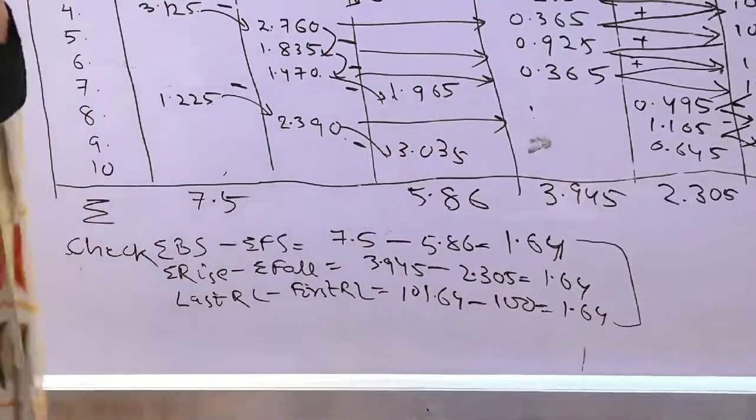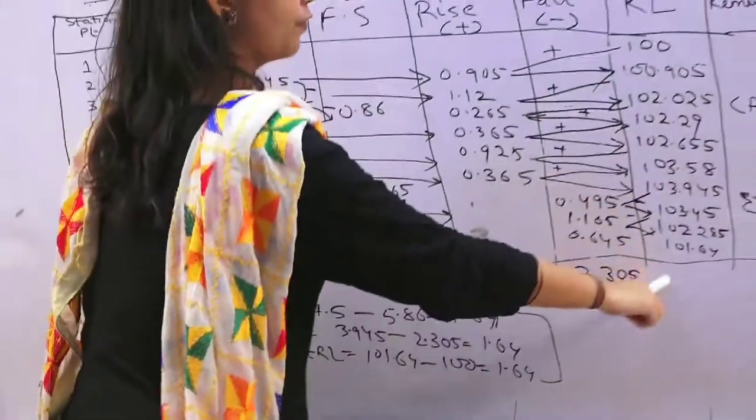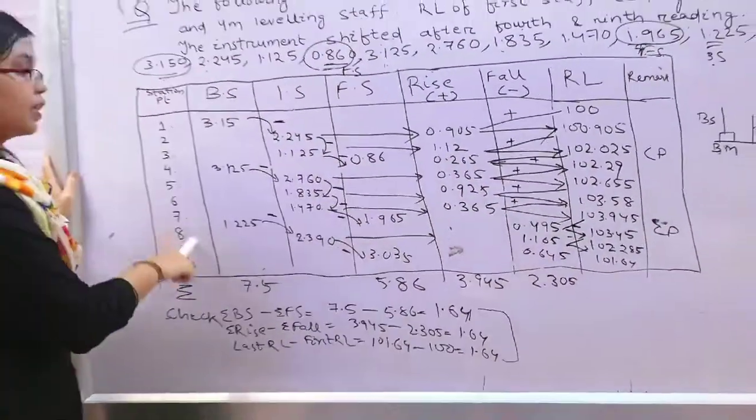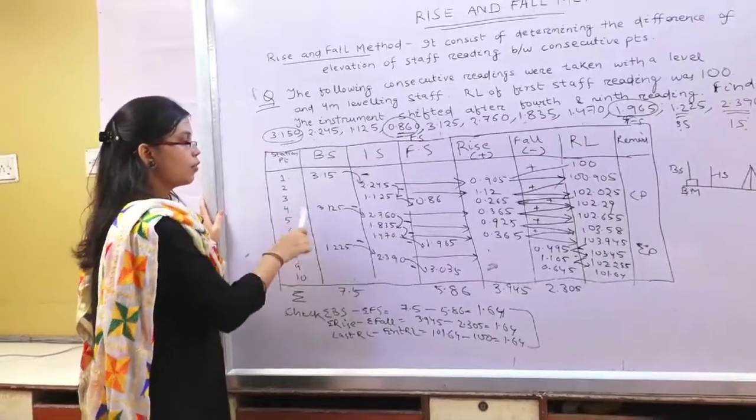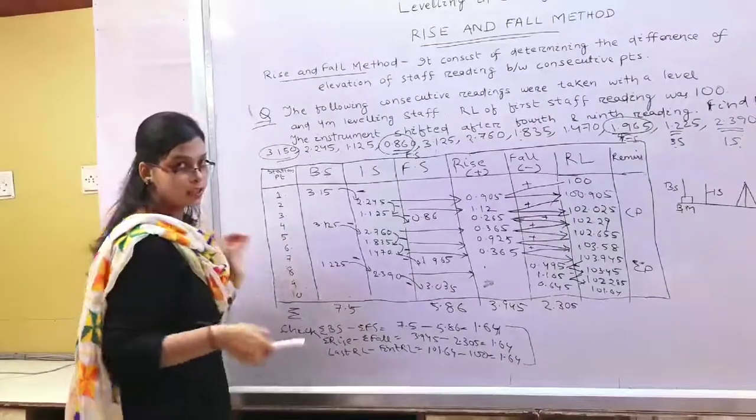In this way we got the reduced level of every point and of every station, and this is a very easy way. Thank you.